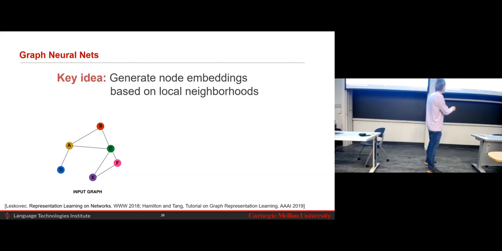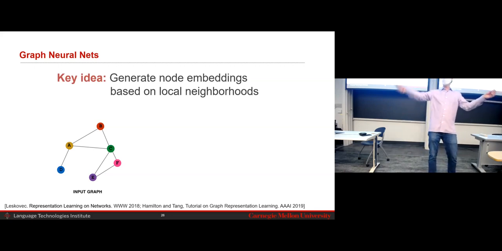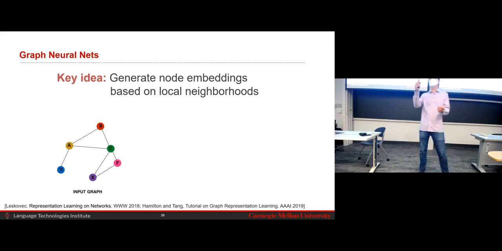In a sense, this node should have an influence not just on its neighbors, but also on these and these nodes. So as long as two nodes are connected somehow, they should influence each other. And that influence is what is going to be hard to implement.